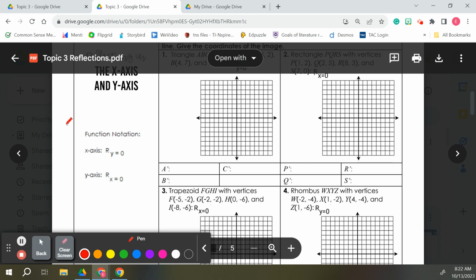For the x-axis, the rule is this. For each point, the x stays the same and the y switches sign, which makes sense when you flip over that line. For the y-axis, the rule is that x becomes negative and y stays the same.